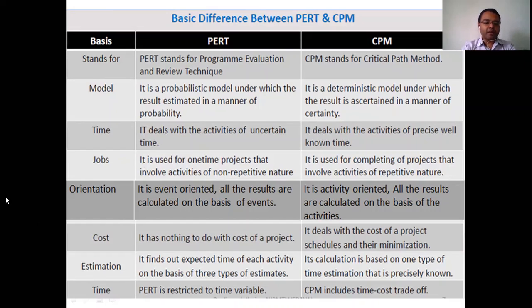Next important part is orientation. PERT is based on the results of the events; based on the results of the events, the technique is applied. CPM is based on the results of all the activities. That's why CPM is called activity oriented, and PERT is event oriented.